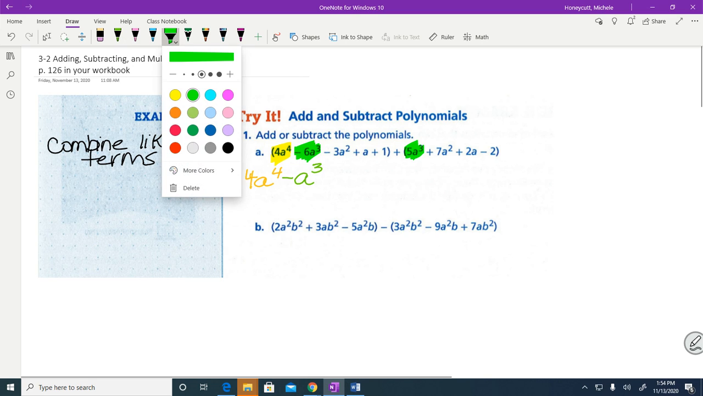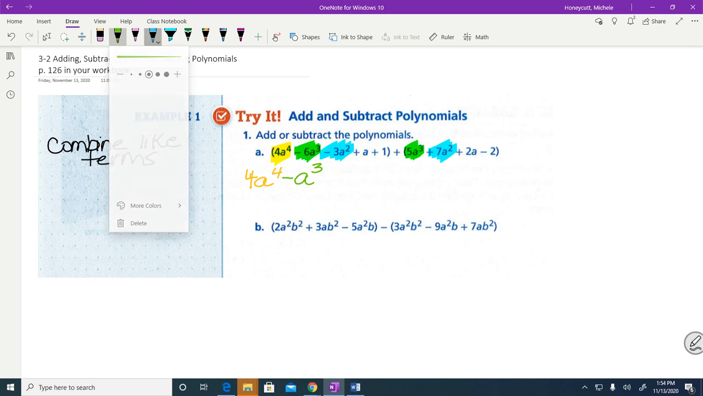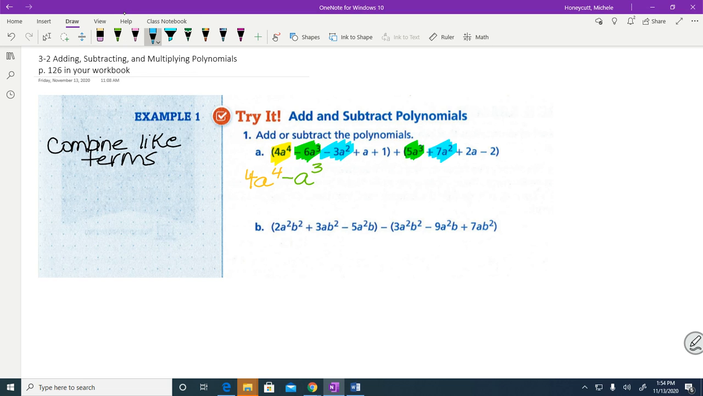Then grab another color. -3a squared plus 7a squared is -3 plus 7, which is plus 4a squared. Then I have an a plus a 2a, which is plus 3a. And then a +1 minus 2 is -1. So there is my answer.